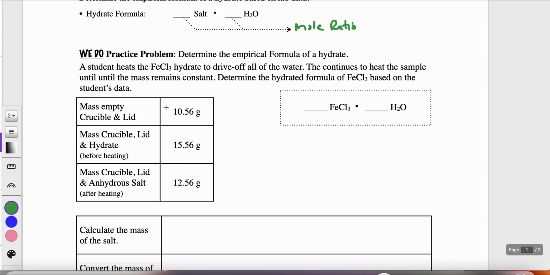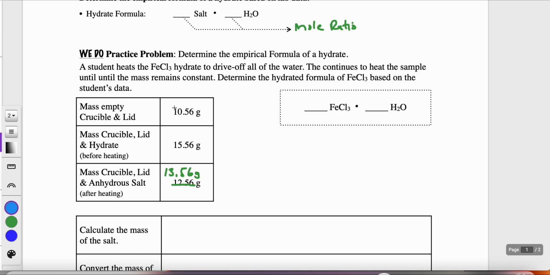Now, we have a little bit of a typo. So this data right here, where it says 12.56, needs to be 13.56 grams. A little typo there. Okay, so in order to do this, I like to analyze the data. We need to understand what each of these masses represent to help us do the calculations.